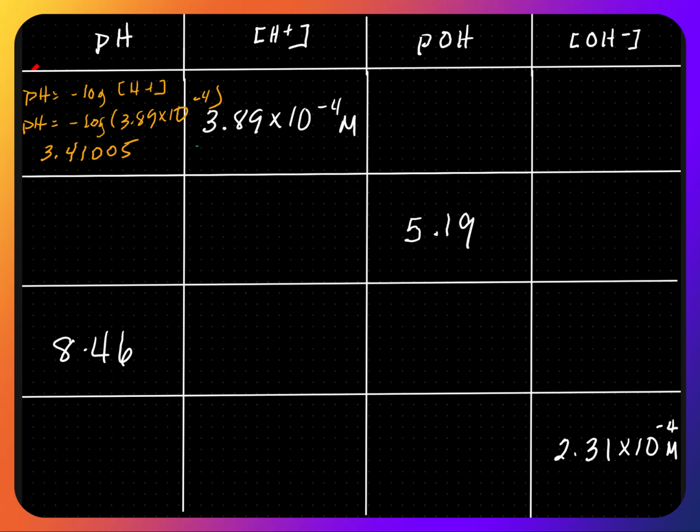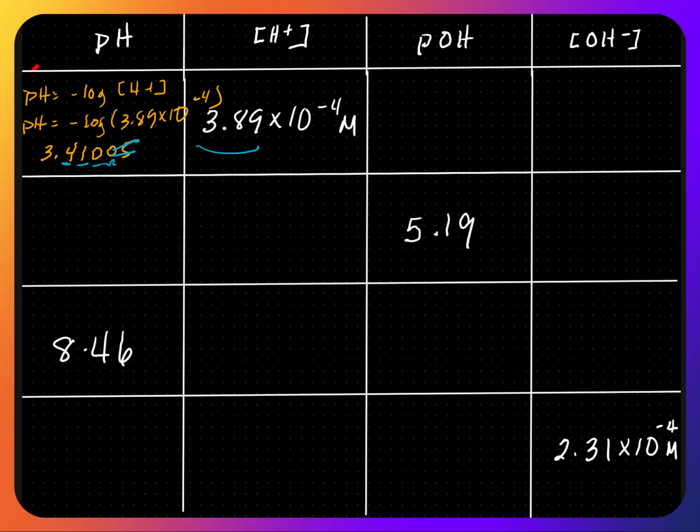This original number has 3 sig figs because this is not pH or pOH. We ignore the exponent. Everything in the front is significant. So I need 3 in my answer. For pH and pOH, sig figs start after the decimal. So 4 is my first sig fig. So 1, 2, 3. I look 1 to the right, so it stays as is. So my answer is 3.410.